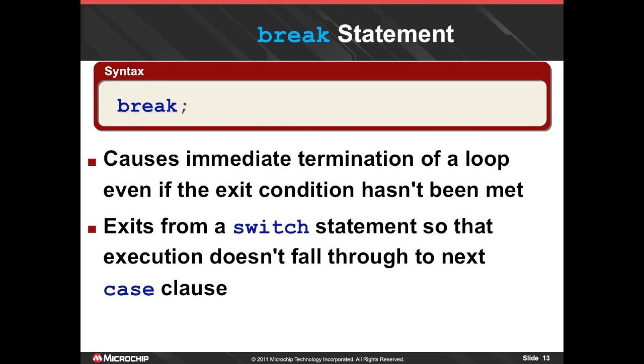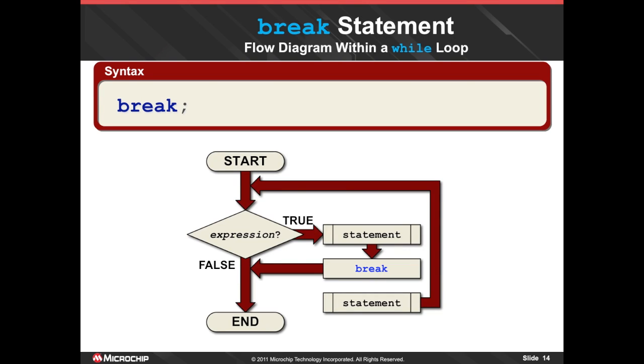Break statements cause immediate termination of a loop, and they can also be seen in a switch statement, which we'll see when we get to selection structures. This is a flow diagram of a break statement within a while loop. You can see the start here. The expression gets evaluated. If it's true, the statement gets executed. But if it comes upon a break, then it's right out of the loop completely, and it doesn't matter what this expression says. The break takes it out regardless.